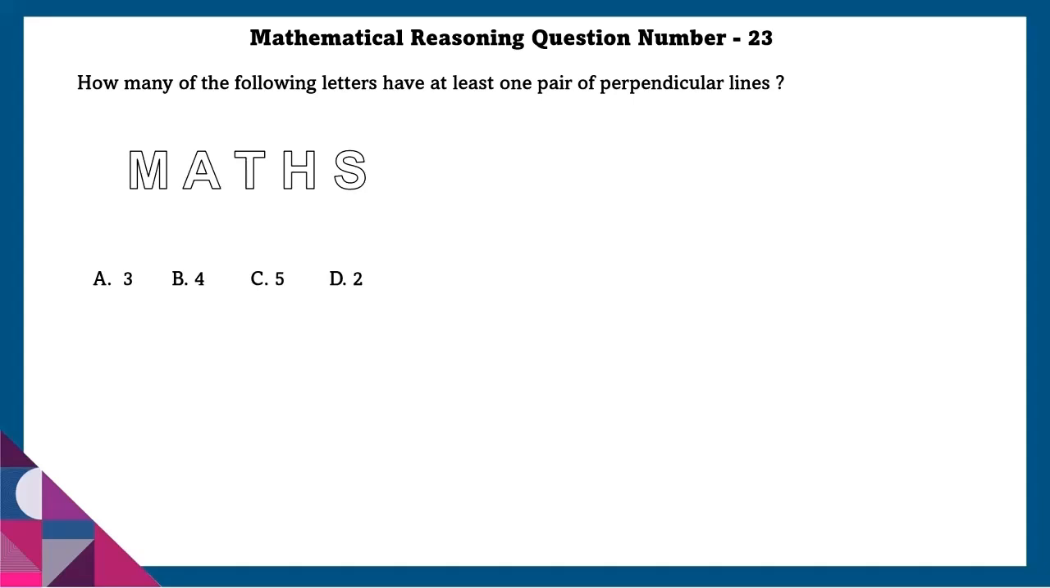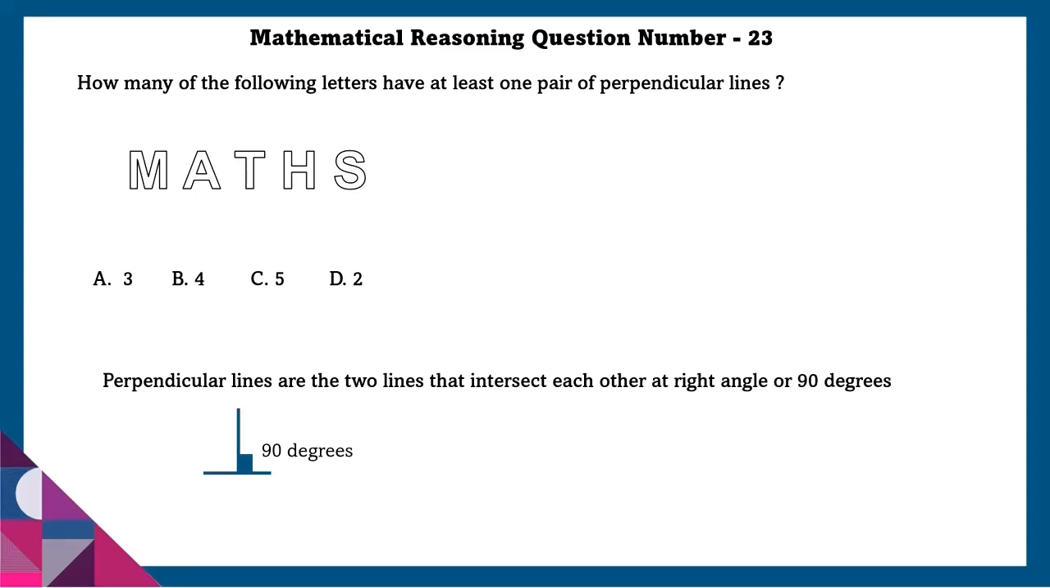Mathematical reasoning question number 23. How many of the following letters have at least one pair of perpendicular lines? Now, in order to solve this question, we need to know what perpendicular lines are. Perpendicular lines are two lines that intersect each other at right angles, or 90 degrees. So, we have 3 letters which have at least one pair of perpendicular lines in the given figure.